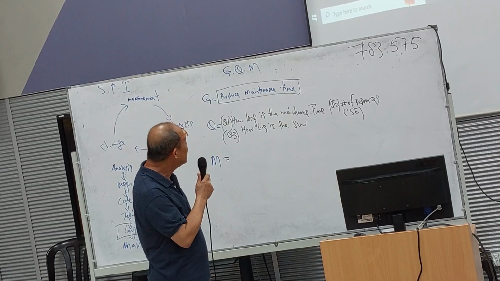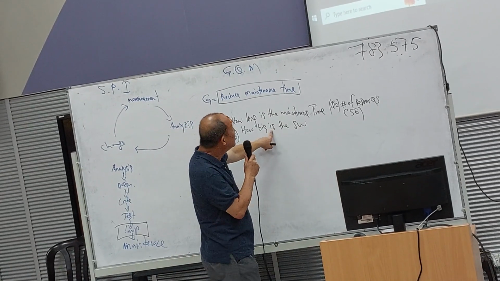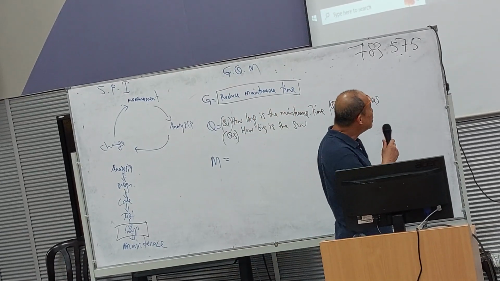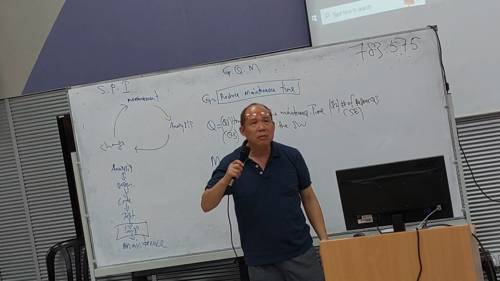This one. How big is the software? Lines of code, number of methods, number of comment lines. Okay, variable names.